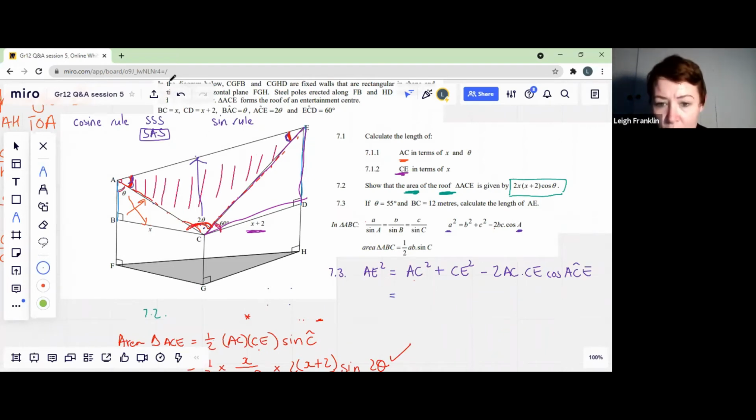Okay, so now substituting in. Remember, what was AC equal to? So from 7.11, we know that AC was equal to x over sine theta. So that means that I can now write this as x is equal to 12. We established that, and they've told us that theta is 55. So AC is 12 over the sine of 55 degrees. And that needs to be squared. Does that make sense, Matrix?